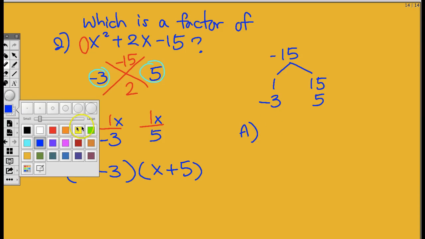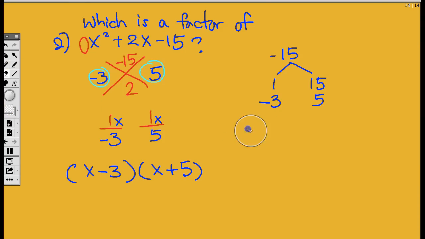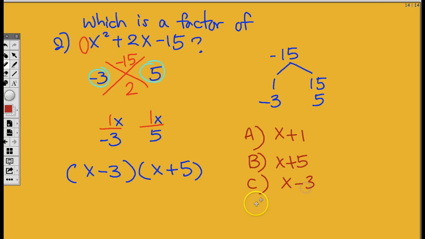Maybe I should use a different color so you know that it's not the same thing, right? So it's going to say something like A. Is your answer going to be x plus 1? B. Is your answer going to be x plus 5? C. Is your answer going to be x minus 3? D. Is your answer going to be x plus 4? Okay, so then you have to select the correct answer.